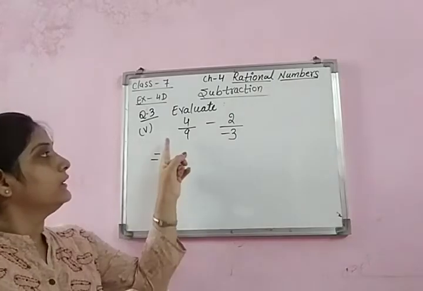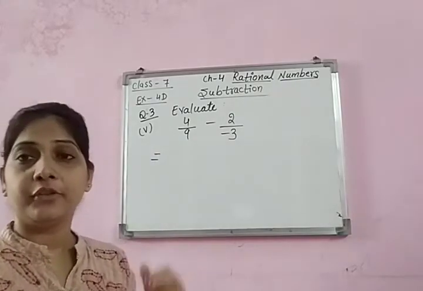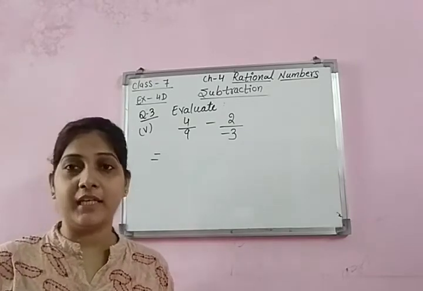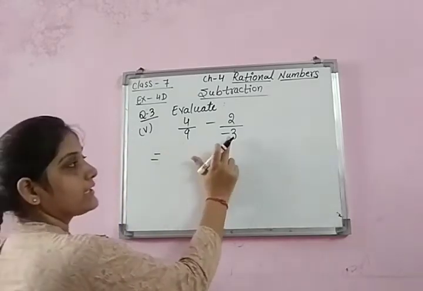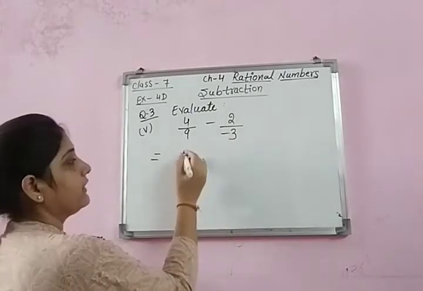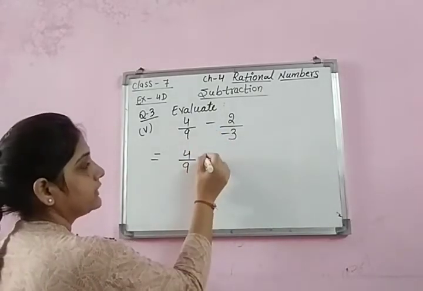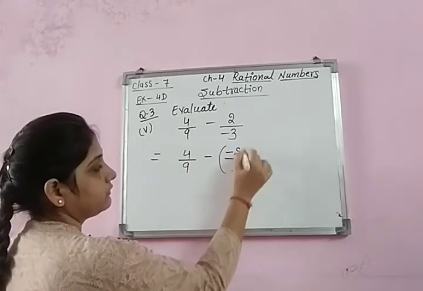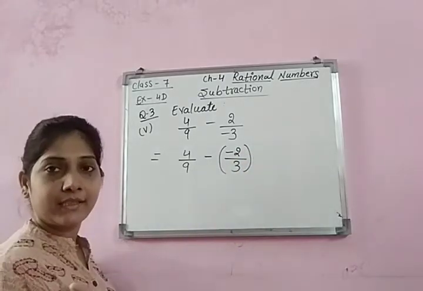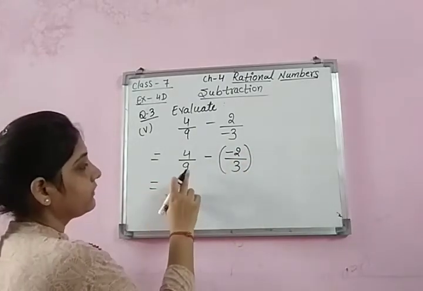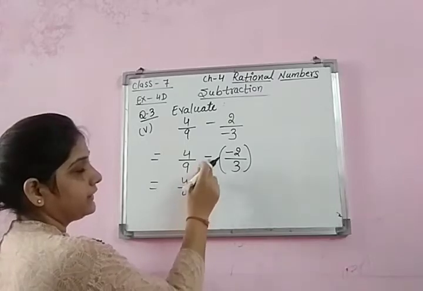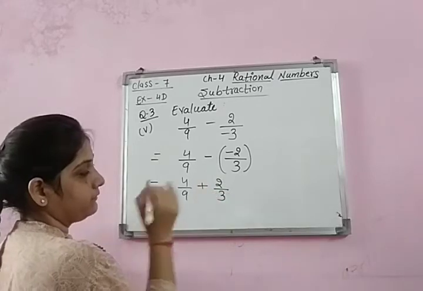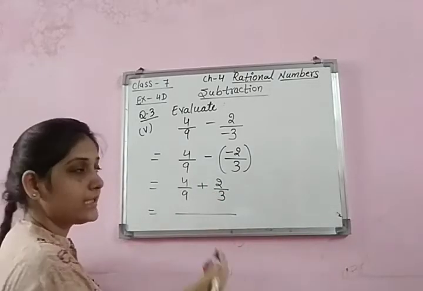Now look. As I told you, children, if you are performing addition or subtraction and the denominator is negative, first make it positive. So you can say this denominator is negative. Okay, so let's make it positive. This minus will shift to the numerator. I am using the bracket so that it is clear. Now 4 by 9. Can I open this bracket? Minus minus plus 2 by 3. Now you can do it easily.